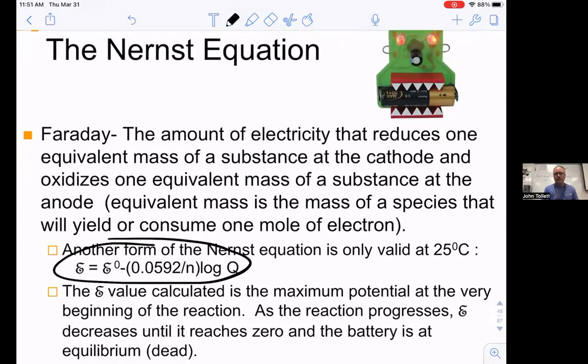That cell potential value that you calculate will be the maximum potential energy at the very beginning of that reaction, and that's important to understand. So this is the maximum potential energy at the beginning, because as the reaction progresses, the ions are going to be depleted, the electrodes are going to be coated, and so the galvanic cell is actually going to lose voltage over time, until of course its value is zero, and then the battery is said to be dead or at equilibrium.